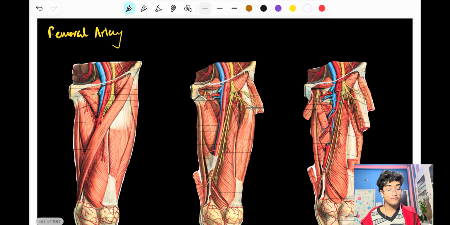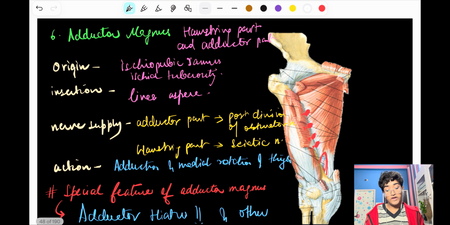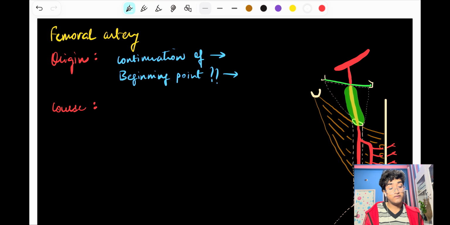In the next video, we will be discussing the femoral artery, in which the adductor magnus has a major role to play for the branches of this femoral artery.